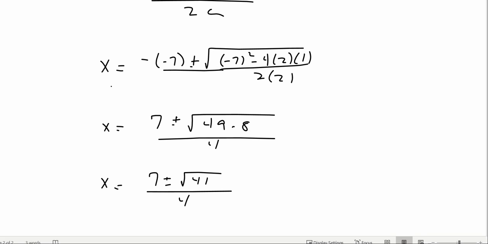The biggest mistakes that people make with the quadratic formula are signs, okay? Pluses and minuses, things like that. So you've got to be real careful with all your positives and negatives. Hope this helps.